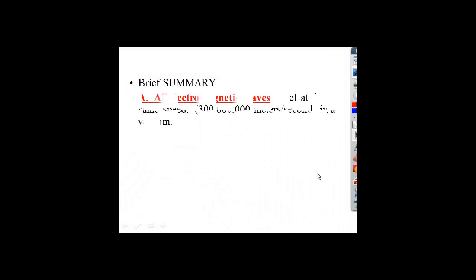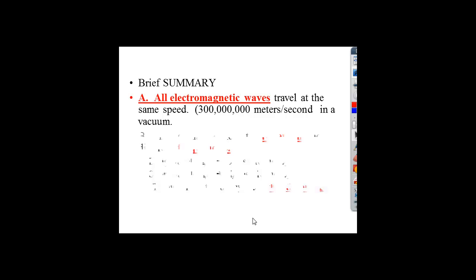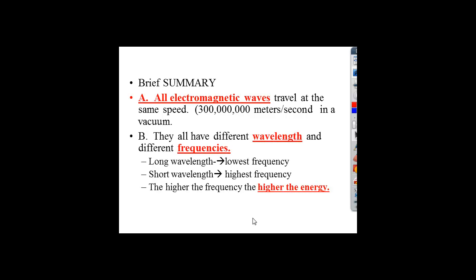I need to do just a little quick summary. All electromagnetic waves, regardless of their frequency, travel at exactly the same speed. Everything from radio to gamma travels at the same speed. They all have different wavelengths and frequencies. Once again, that inverse relationship. If it has a long wavelength, it has a low frequency. Short wavelength, high frequency. And the higher the frequency, the higher the energy.